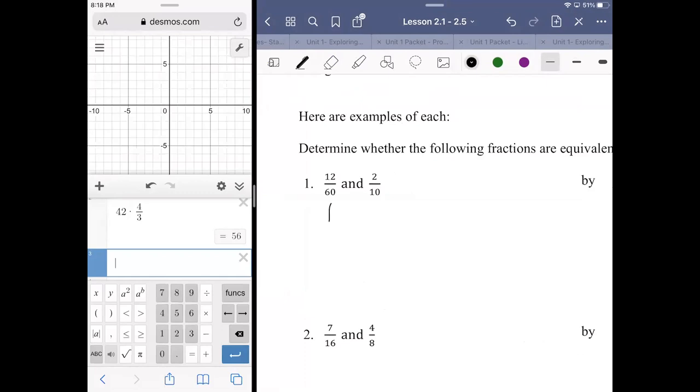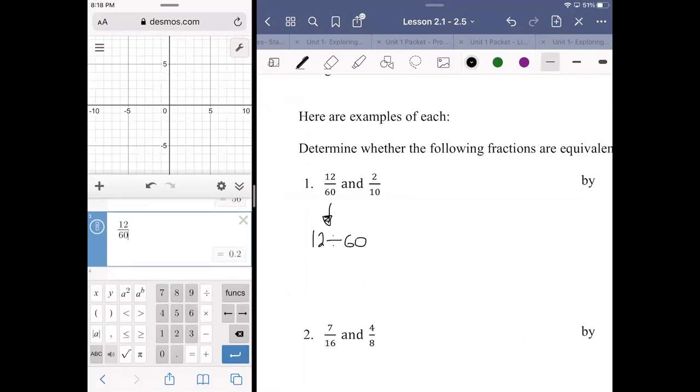If I'm going to do it by converting to decimal form, I'm going to take the 12 and divide it by the 60. So for now, just to keep things moving, as they say, I'm going to use a calculator. That's going to give me a 0.2. Now, 2 over 10 is the same as saying 2/10. All right, and 2/10 in decimal form is 0.2.